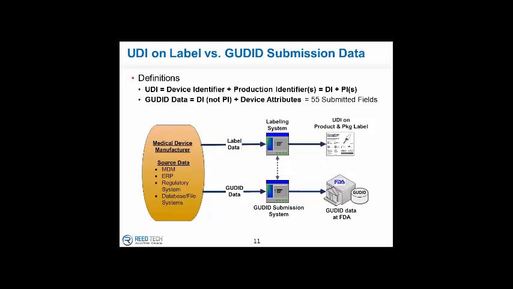On the label, you have two components, a device identifier and a production identifier. The data that you submit to the FDA only includes the device identifier and a number of other attributes. Grand total 55 submitted fields.